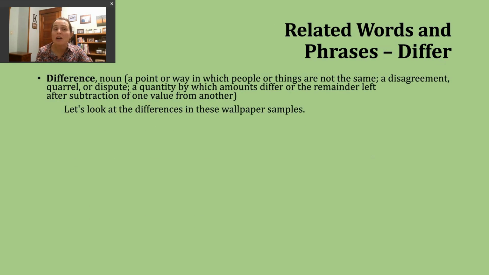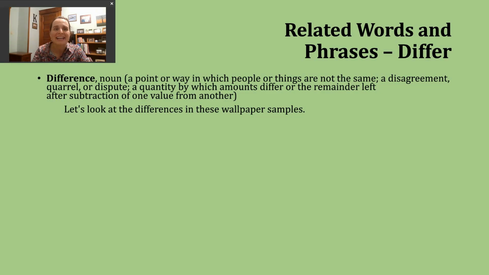The first word we're going to talk about today is the noun difference. Okay? This noun can have a few different meanings. One way to use it is to talk about a point or a way in which people or things are not the same. An example of this in a sentence might be: let's look at the differences in these wallpaper samples. So here someone is maybe trying to pick out what they want to hang in their home, right? And they want to see kind of what is not similar about these various samples.